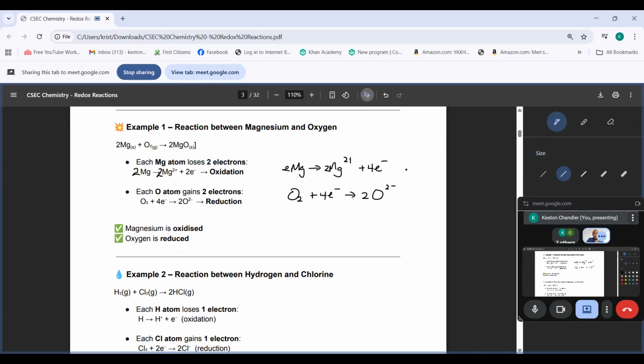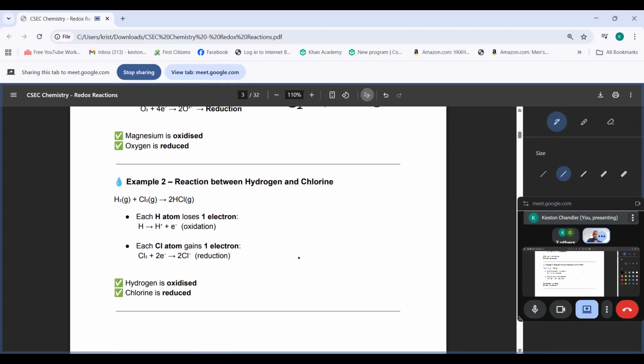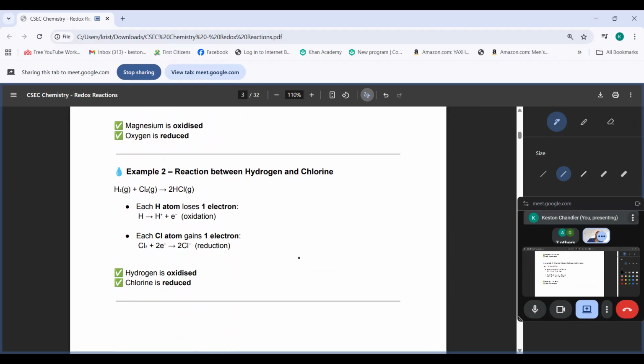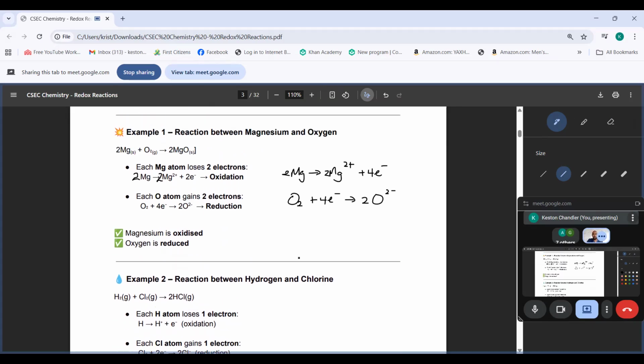Everybody understand that? Do you understand our equations? Everybody do understand equations? Just give me a thumbs down. Yeah, okay, no problem. So we need to keep the equations balanced, right?